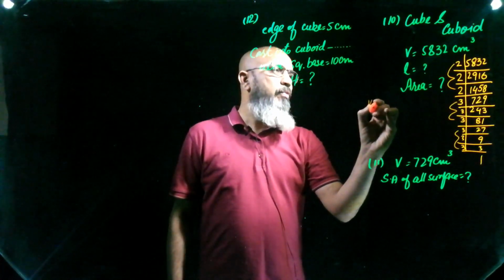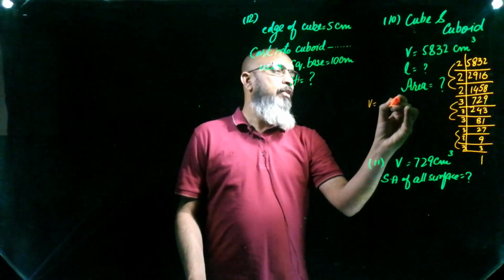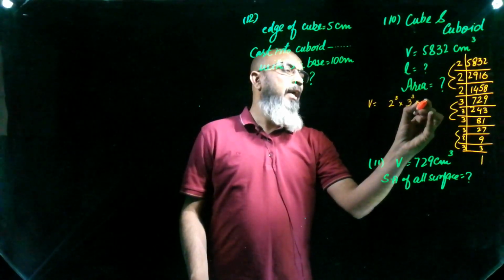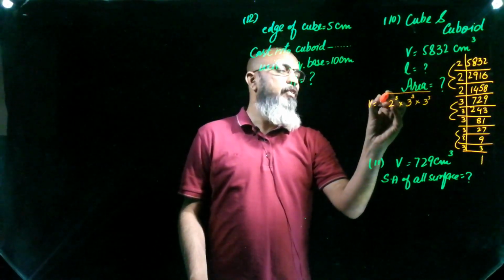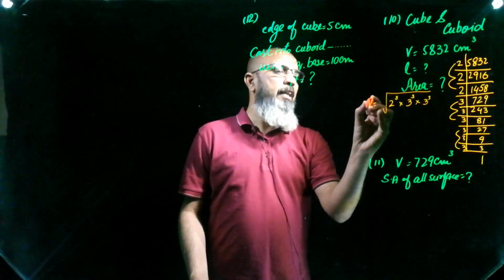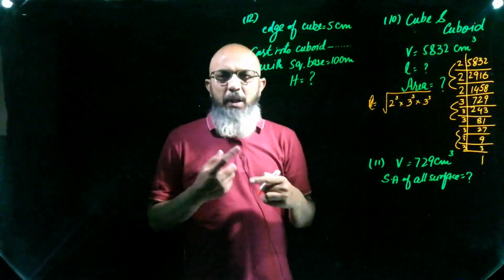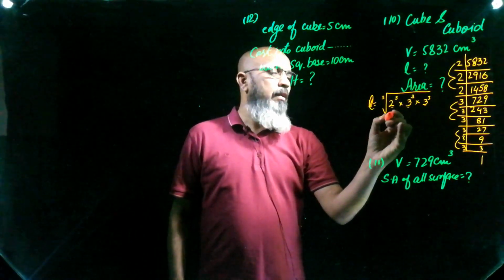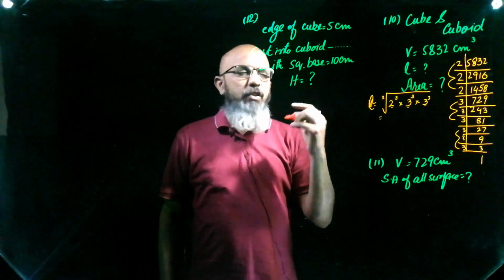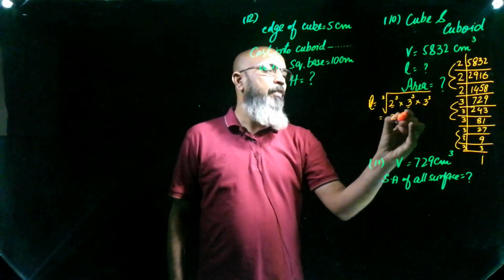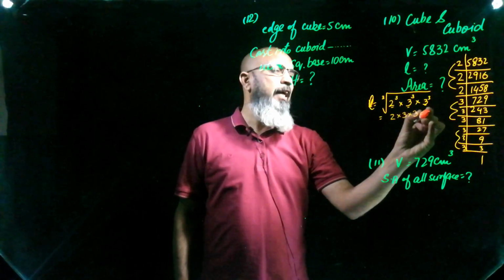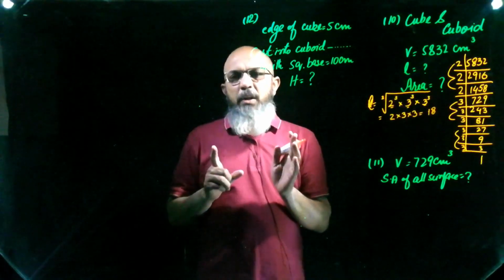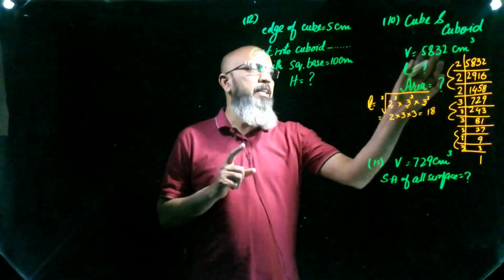So how can you find it? You can write here L is equal to 2 raised to power 3, 3 raised to power 3, and 3 raised to power 3. That is not volume, that is the length of an edge. When we take the cube root, we take one number from each triplet, meaning 2 into 3 into 3, 3 3s are 9, 9 2s are 18. So we got the answer that the length of the cube is 18 centimeter, right?